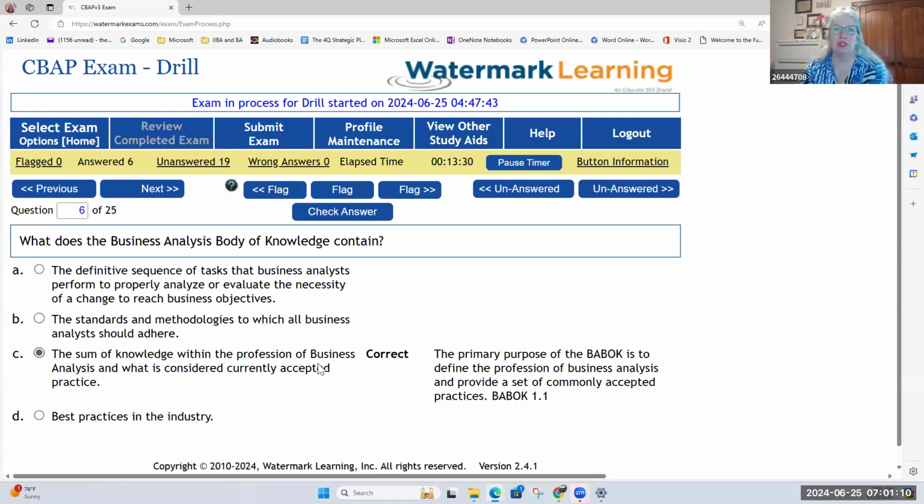The sum of knowledge within the profession of business analysis. I had someone say it was A. I want to talk about this. The book does not give you a sequence of tasks. It gives you suggestions on things that you need to consider. They're all important. Every single one in there is important. Even if you never do it, it's important for you to consider it. If you do it in the order of the BABOK, you're going to be doing things that are unnecessary. And you're going to be skipping things because some of these things have to be done repeatedly, over and over.